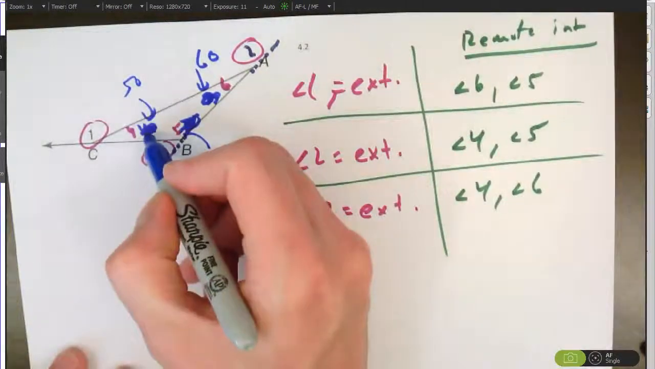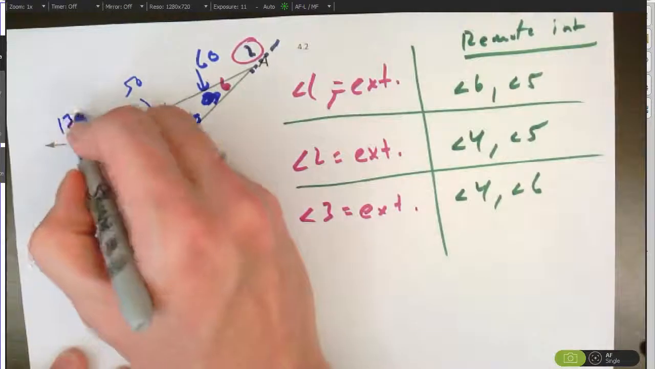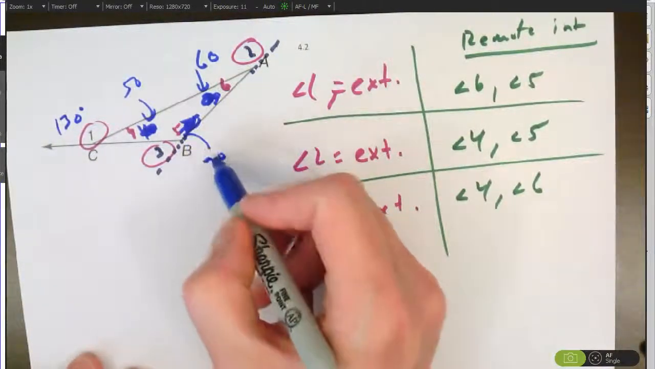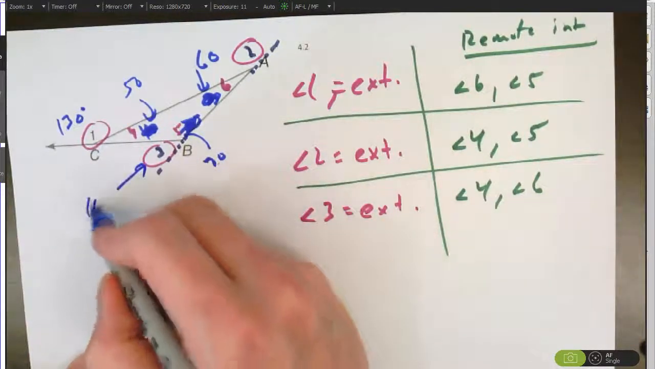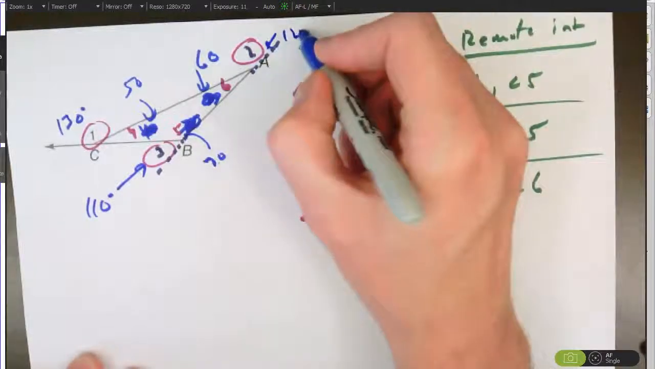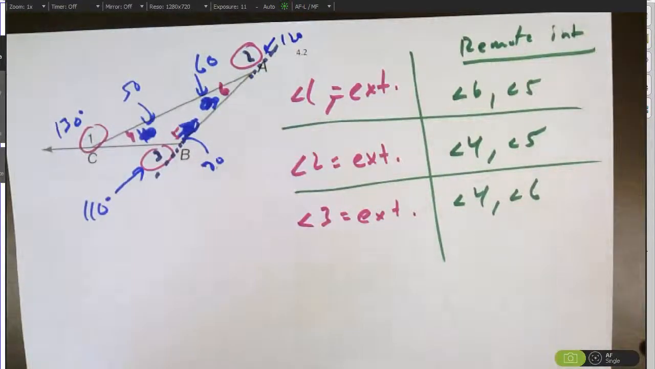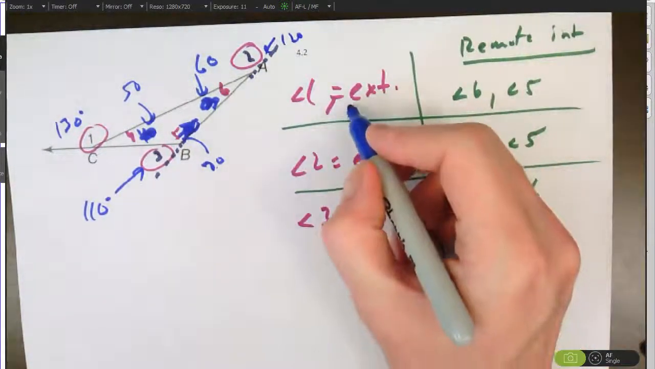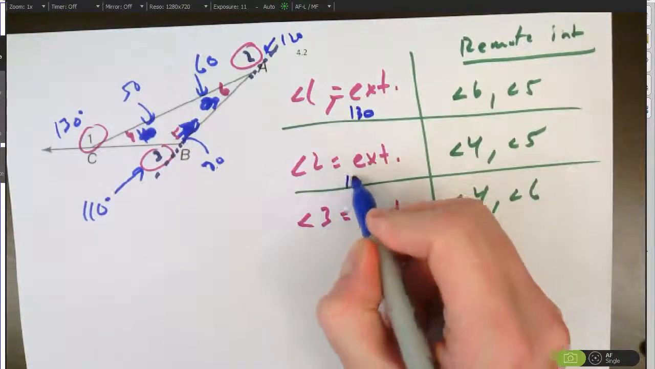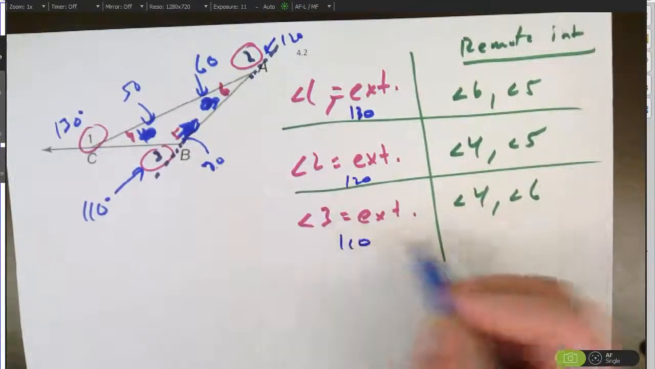Now, angle 4, if it's 50, that means angle 1 is 130, because they got to make 180 together. If angle 5 is 70, that means angle 3 has to be 110. And then if angle 6 is 60, that means angle 2 has to be 120. Now, here's what happens. Angle 1 is 130. Angle 2 is 120. Angle 3 is 110.